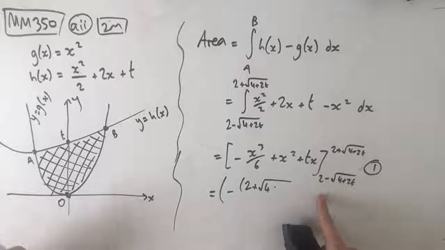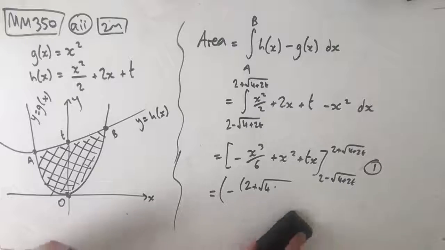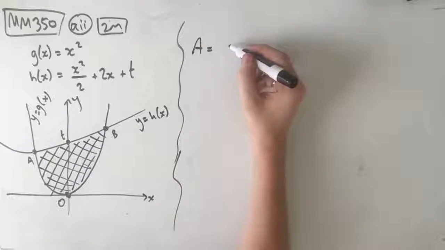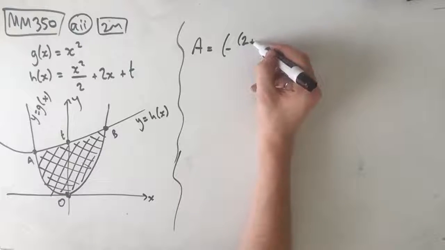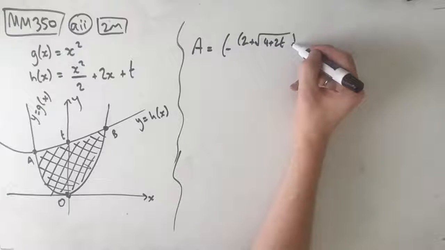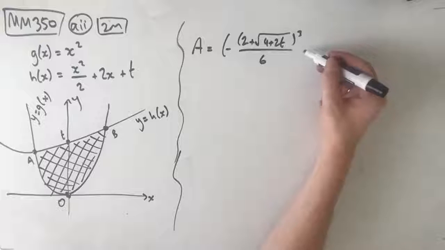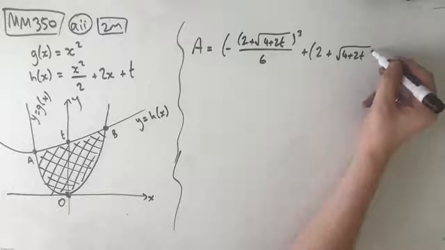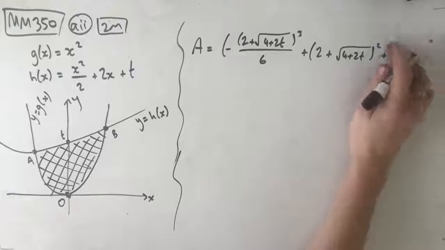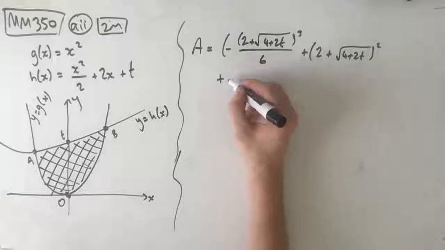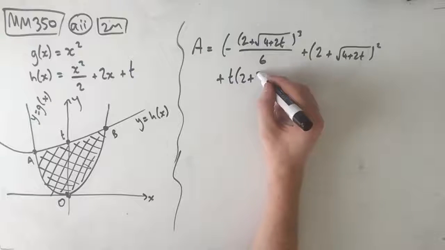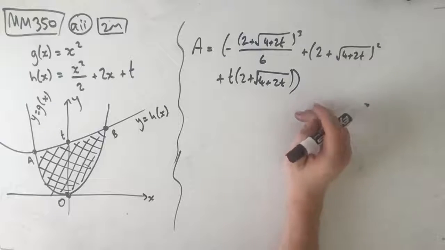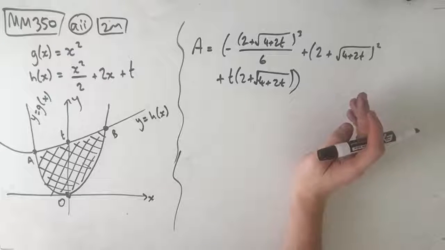So if you need to write this down, just write that down now, and then follow along with me. So what we're going to get here is area is equal to negative 2 plus root 4 plus 2t to the power of 3 over 6, plus 2 plus root 4 plus 2t squared, plus t outside of 2 plus square root 4 plus 2t. That's that. And then we're going to minus, subbing in our other value, so 2 minus root 4 plus 2t.